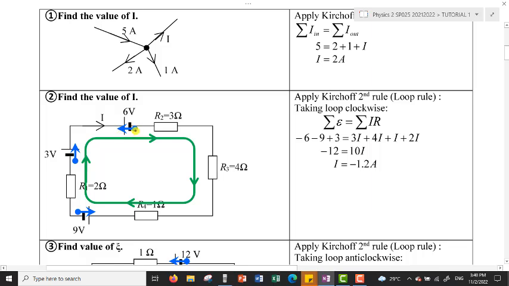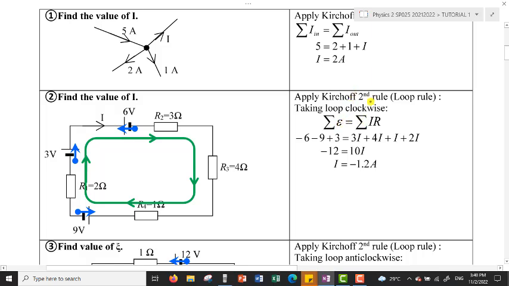So we draw the direction of EMF for each of the batteries. The direction of EMF must always run from the negative terminal to the positive terminal. So this is the direction of EMF for the 6 volt battery, this is for the 3 volt battery, and this is the direction of EMF for the 9 volt battery. Then to apply the second rule, we have to specify how we are going to travel in the circuit loop. We are going to travel clockwise, so I draw the direction in which I am going to travel.